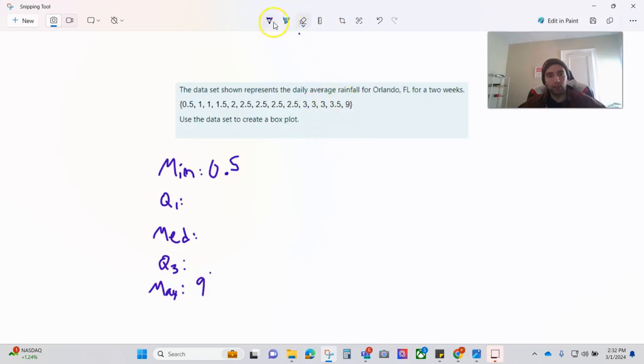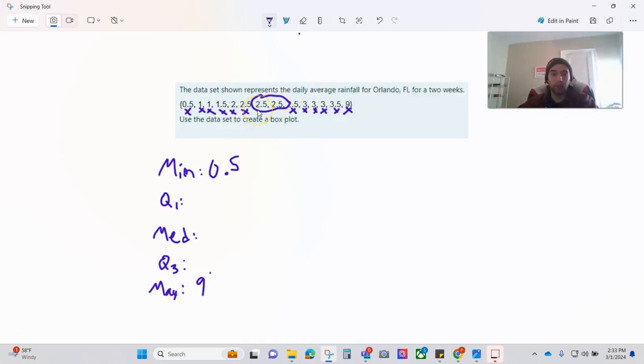Okay, now let's find the median. To find the middle number, I'm going to use the cross-off strategy, cross off one number on each side until I get to the middle. There are more fast ways to find the middle of a data set. Sometimes the slow ways are better if you're prone to mistakes, like me.